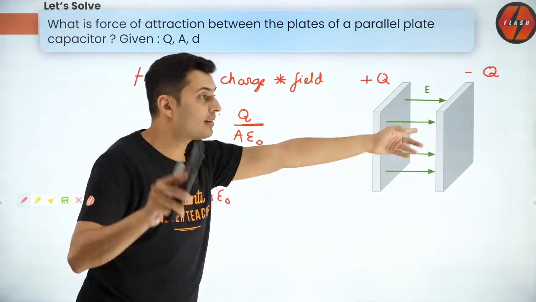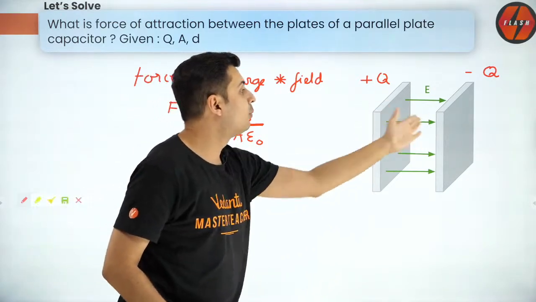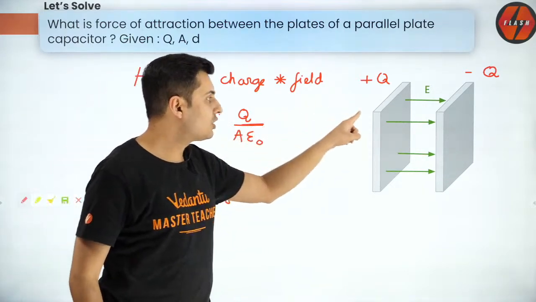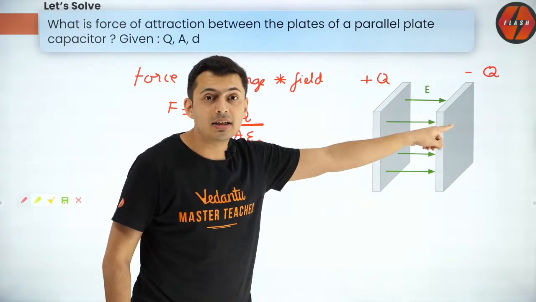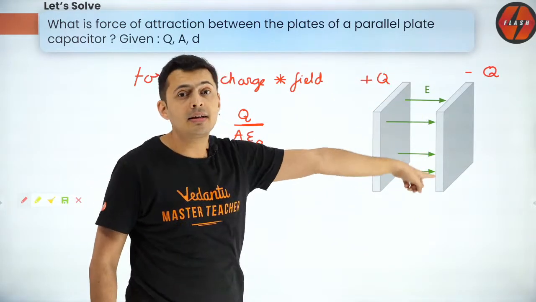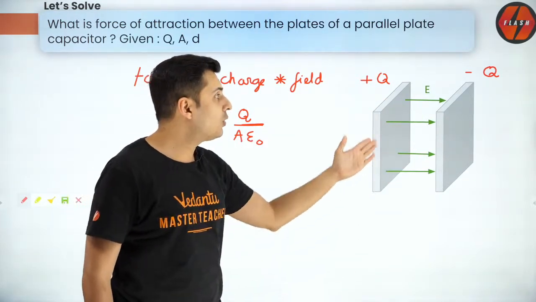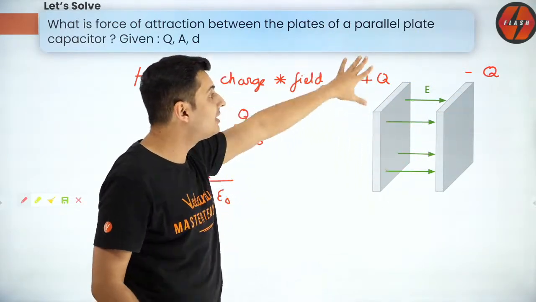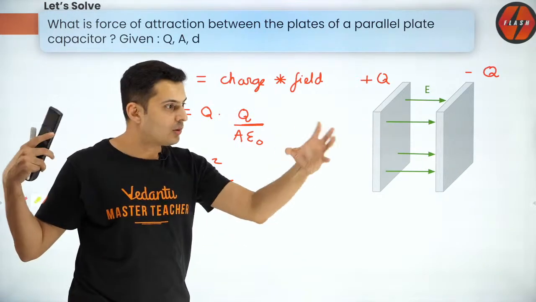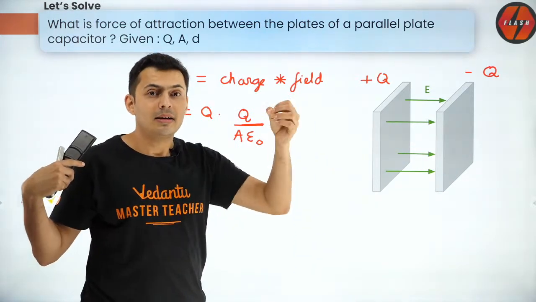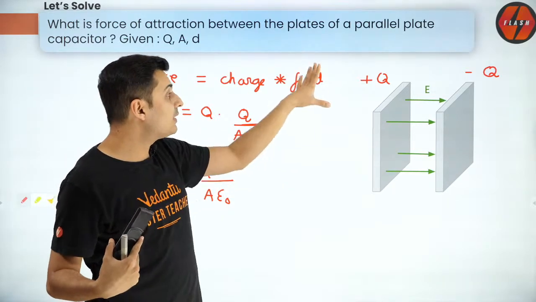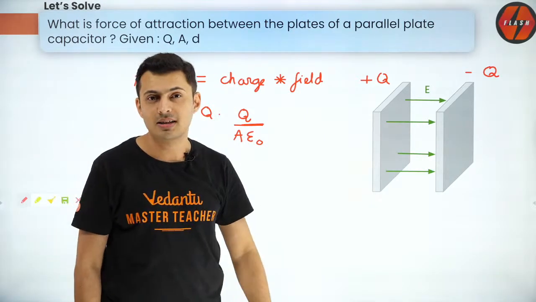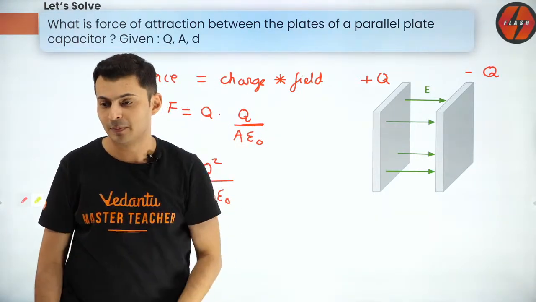This field, whatever you have written down, is because of both the plates. Guys, this field is not because of this plate or this plate. This is because of this and this plate. So to find the force on this charge, you just need the field of only this charge, right? So when you have to calculate the force, you calculate it like this, charge into field. But this field is not the field because of this charge. It is a field because of other charges. I hope this is very clear in your head.